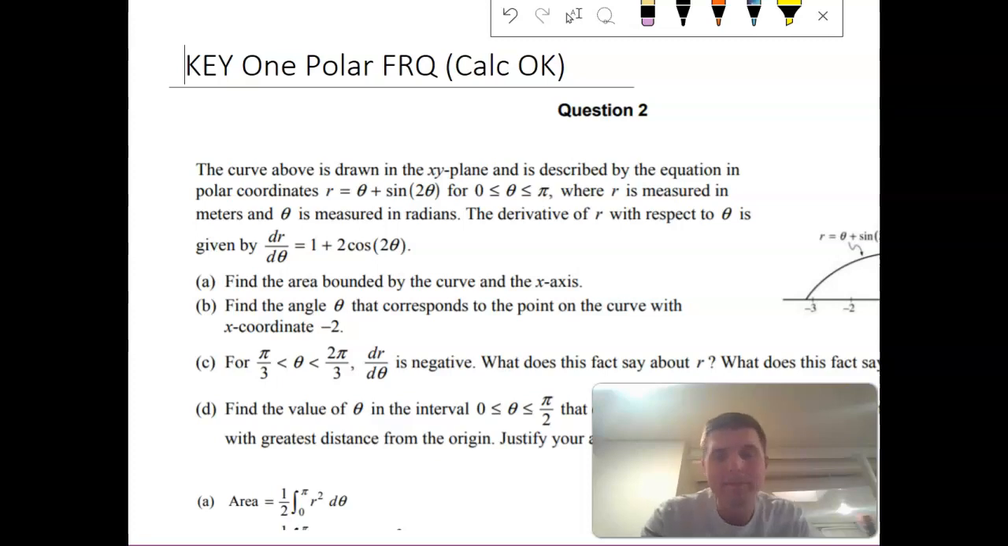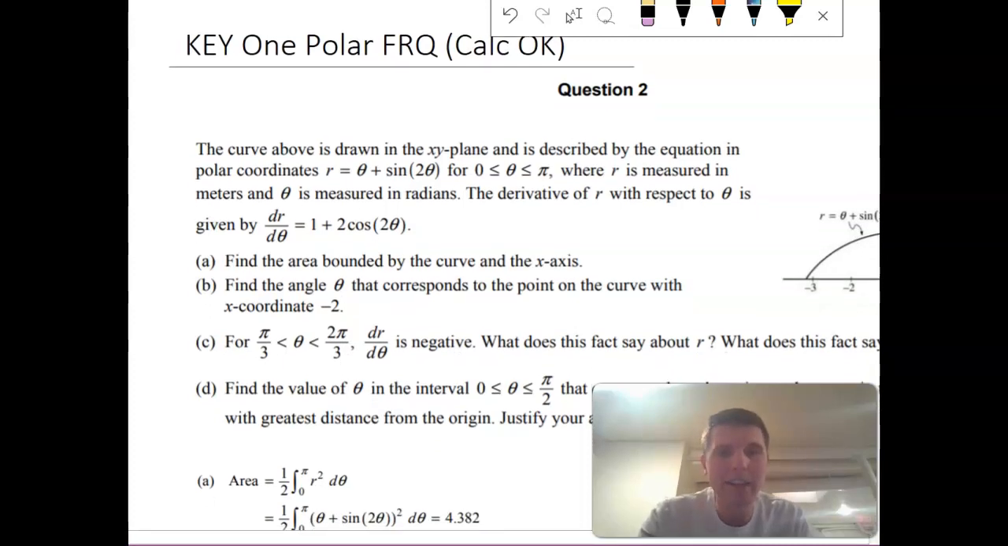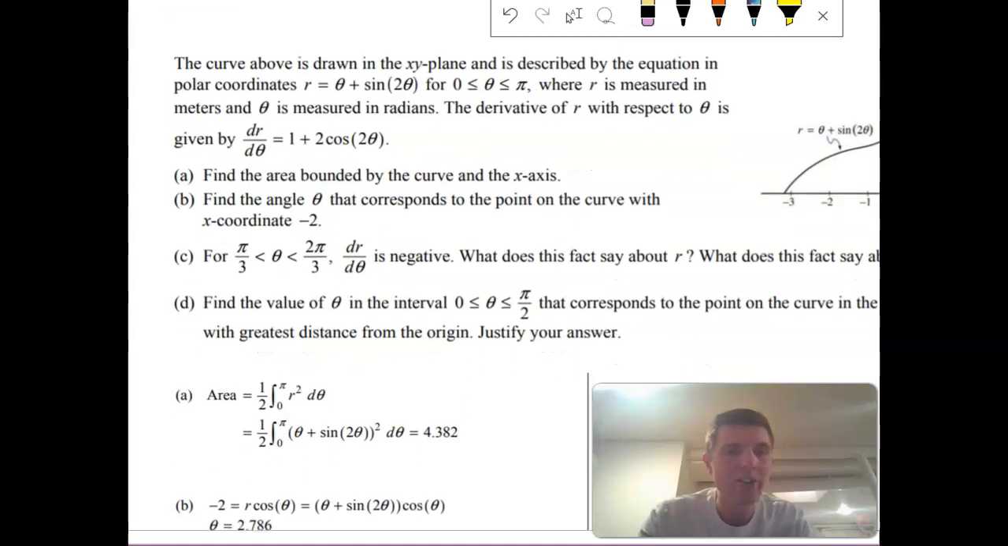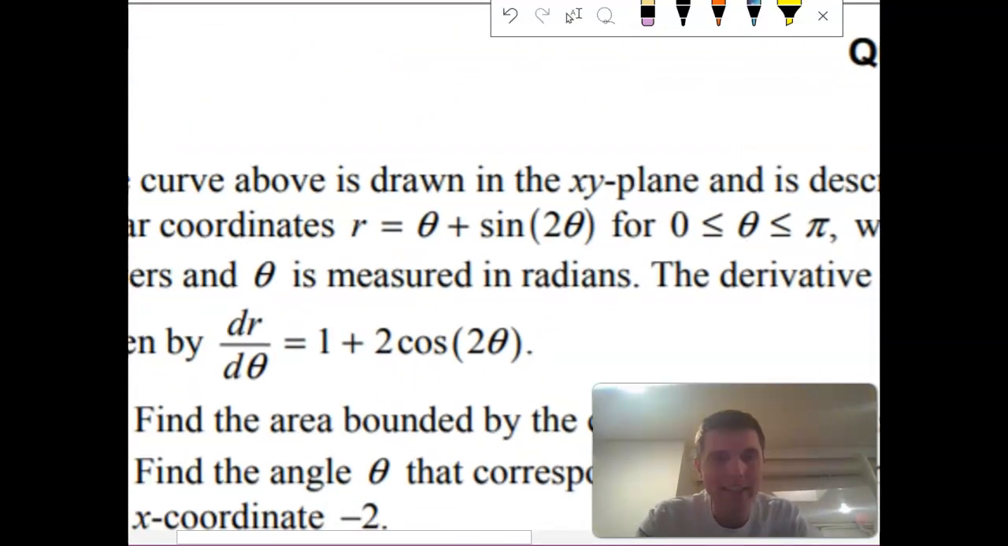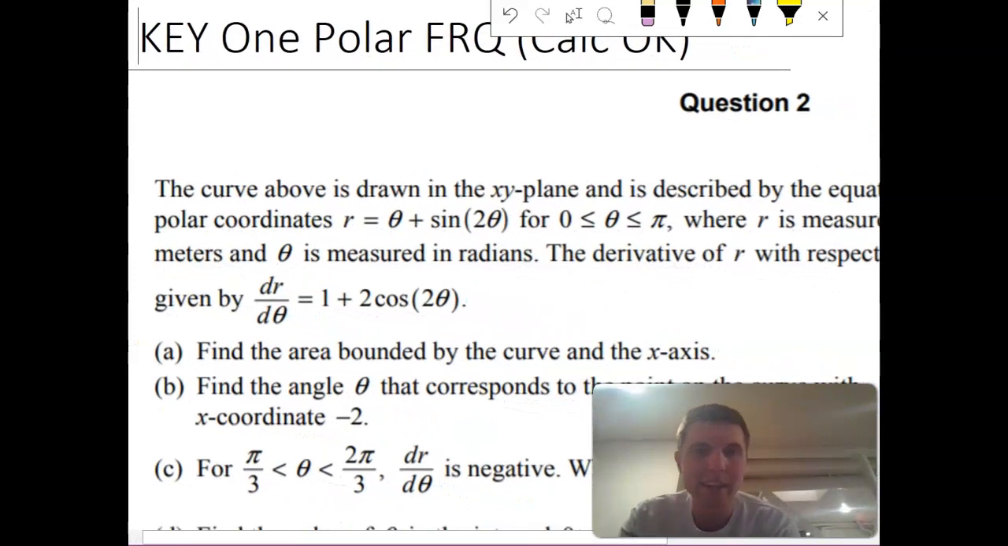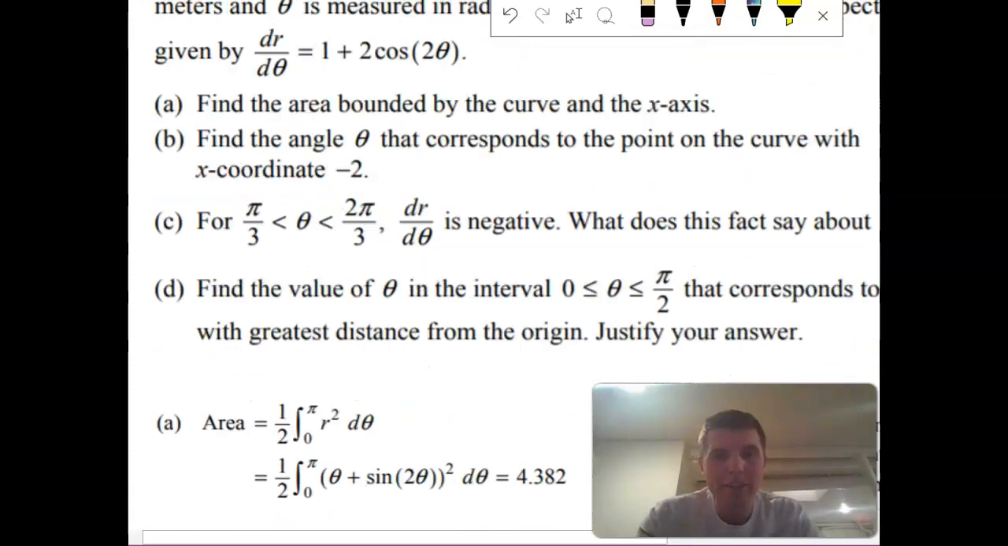Let's talk about part A. Part A is not too crazy. Find the area. This is a Calc OK question, so just set up your area formula. 1/2 integral from 0 to pi of r squared d theta. We know it's 0 to pi because it tells us. It says it's drawn from 0 to pi. So you could have found that, but it's also given.